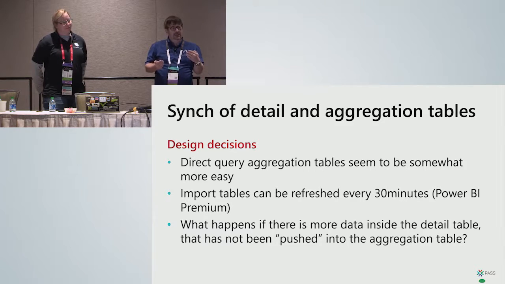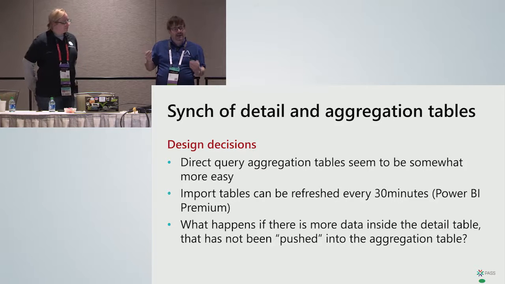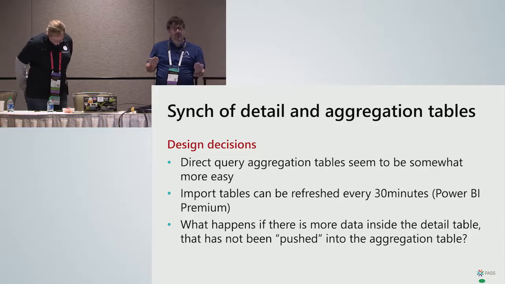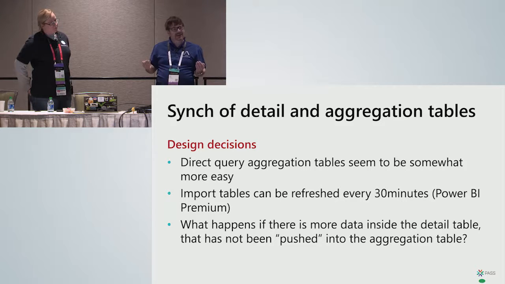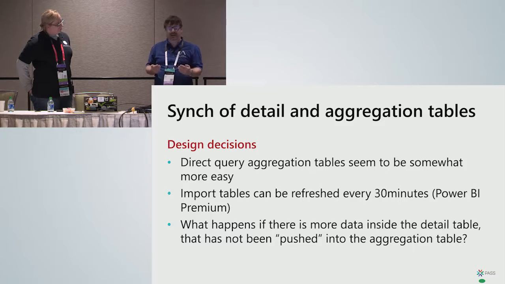Or are our users mature enough to cope with gaps in the difference between the aggregated table and the detailed table, which has newer detailed data that has not been processed yet, and now I'm drilling down from my 100 and now I see 110. So this has to be considered.